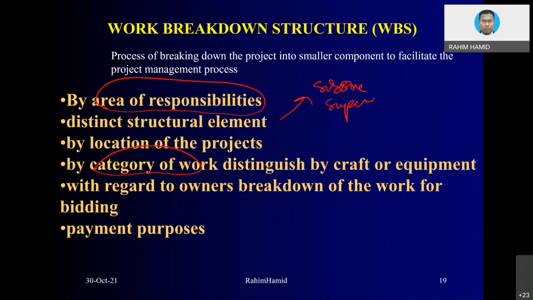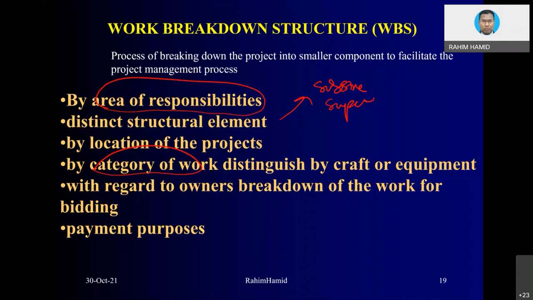Okay, location of the project. Let's say we do have zones or precincts: zone 1, zone 2, zone 3, precinct A, precinct B, section A, section B, whatever big area that we develop. We can split the work breakdown structure accordingly so that we do not mix things around.